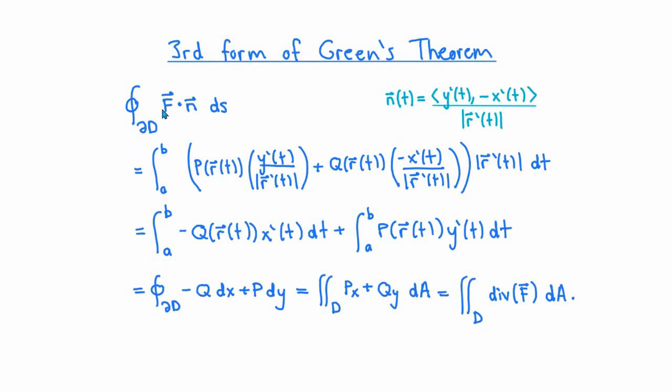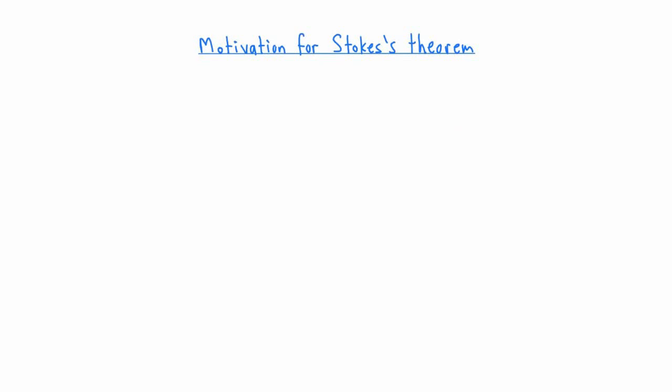It says that the integral over the oriented boundary of D of F dot n ds is equal to the double integral over D of the divergence of the vector field. This form of Green's theorem paves the way for our generalization to the divergence theorem in the next video. Now let's move on and talk about Stokes' theorem.